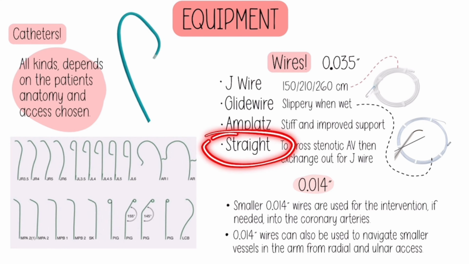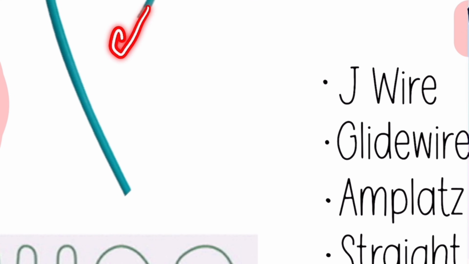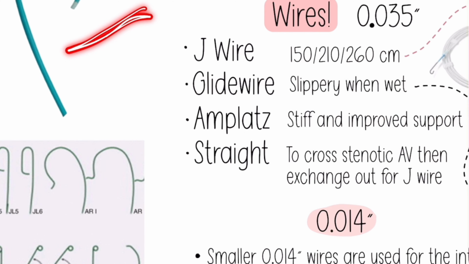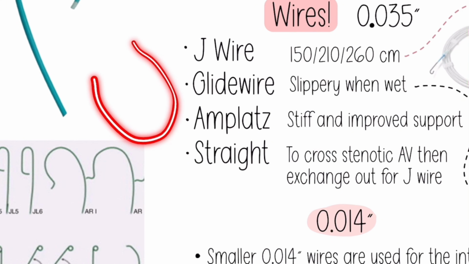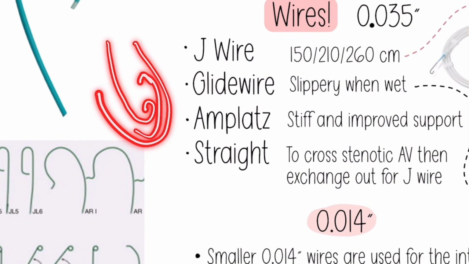Straight wires. Now, instead of the J tip like this, it would have a straight tip. Now, obviously there are issues with that. It serves a very specific purpose to cross through a stenotic aortic valve, and then once you're through that valve, you're going to exchange out that straight wire for a J wire, because when we're in the left ventricle, right, we don't want a straight wire in there to poke through. Instead, you want a nice J wire so that it curves up against the apex.